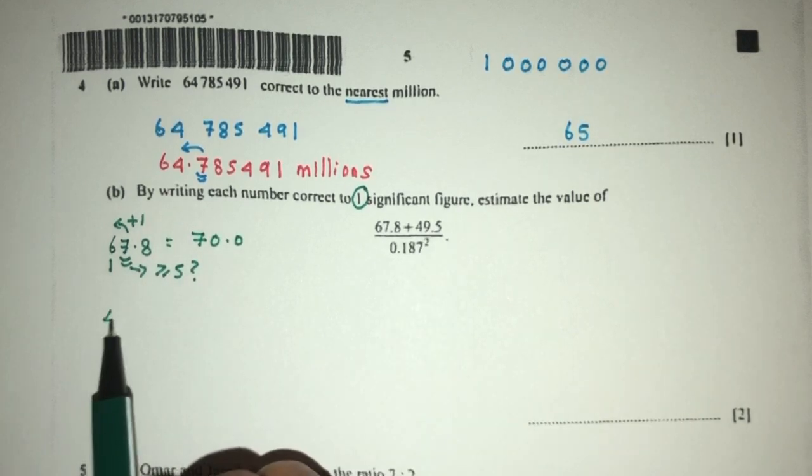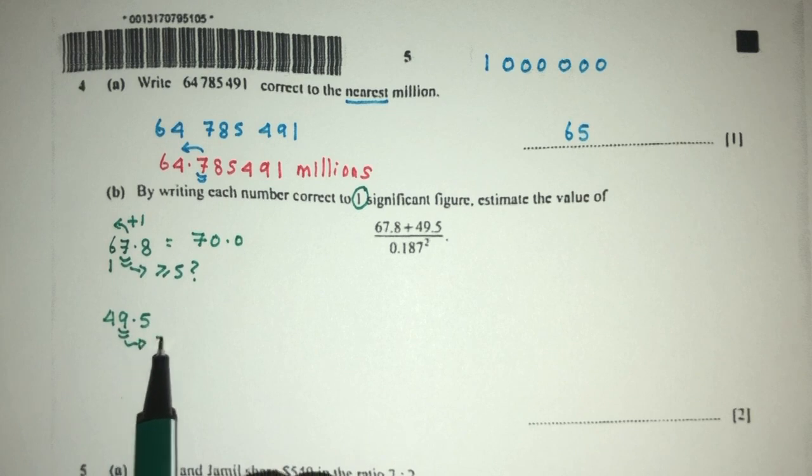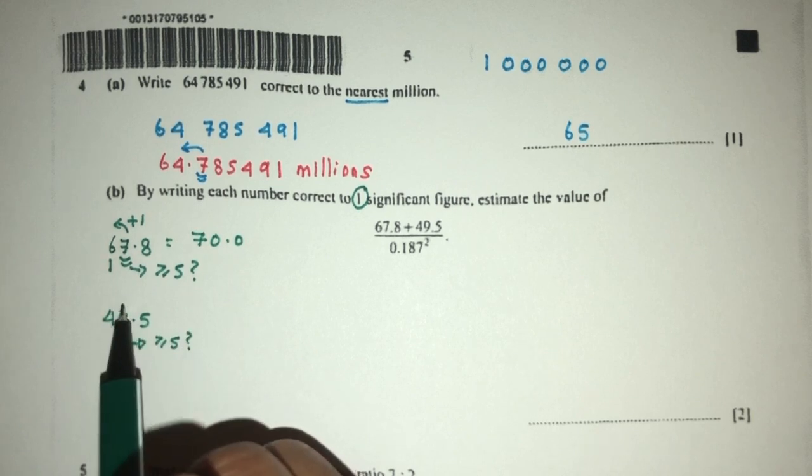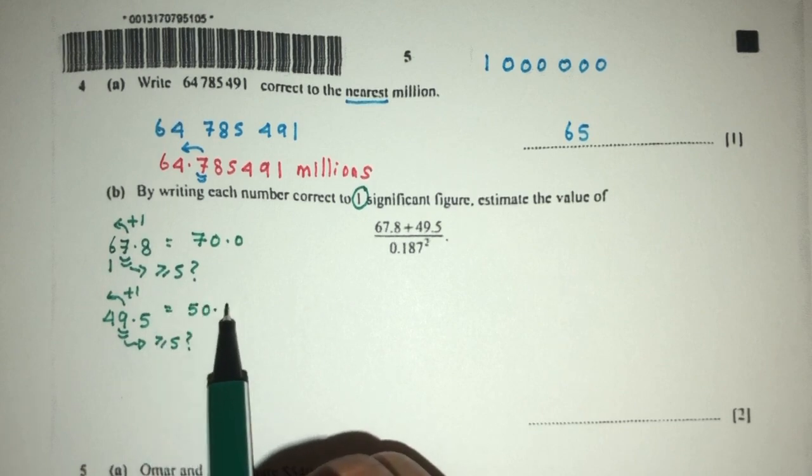Now this one, 49.5, same thing, leave the first one by itself and ask if this one is more or equal to 5. Yes, it is, then we have to add 1. That will become 5 and the rest will become 0.